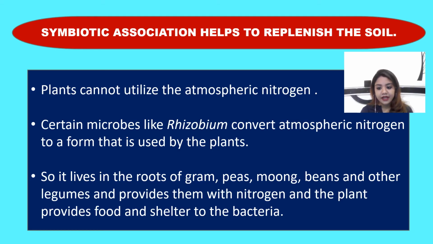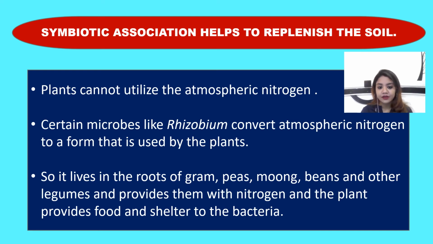Now, apart from lichen, let us see another symbiotic association which is helping the soil to get replenished. How? Let us see that. Okay, so plants cannot utilize the atmospheric nitrogen. The gaseous nitrogen cannot be utilized by plants. So what happens is that the gaseous nitrogen has to be converted into a form which the plant can absorb. Right?